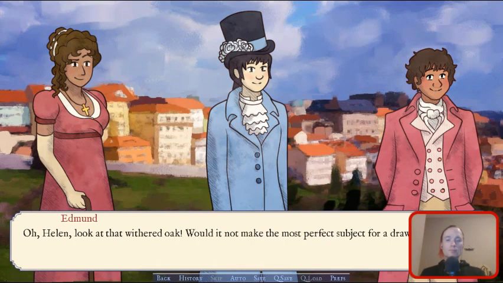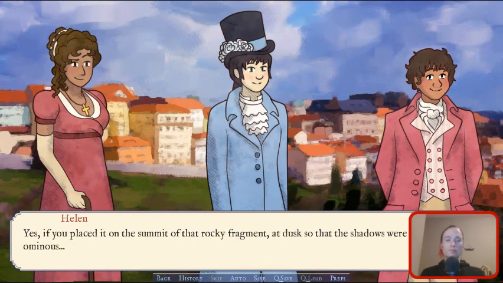Oh, Helen with the perfect subject for a drawing. Placed it on the summit of that rocky fragment at dusk so that the shadows were long and ominous.